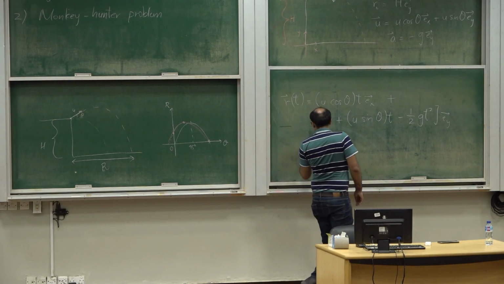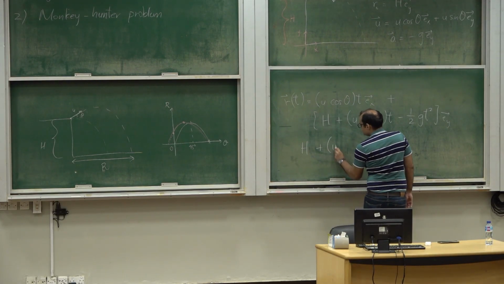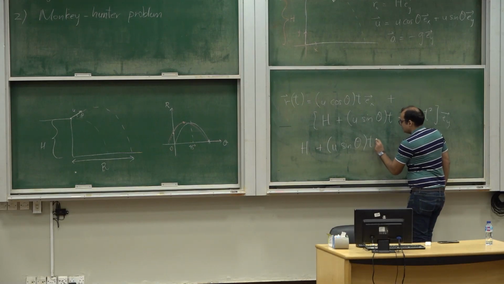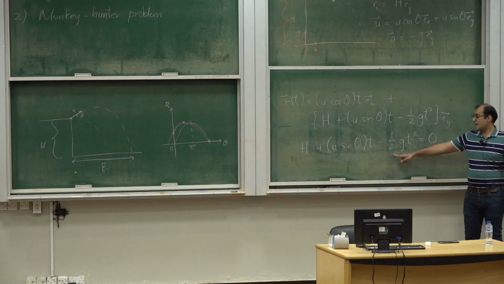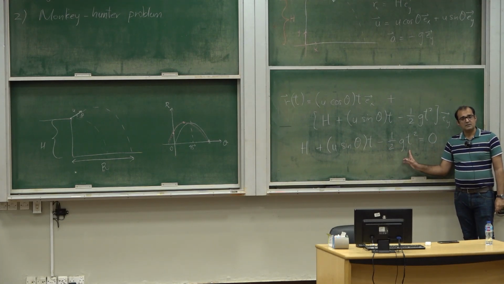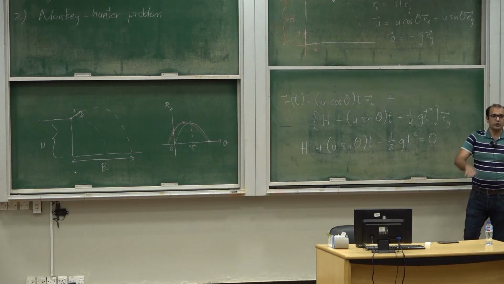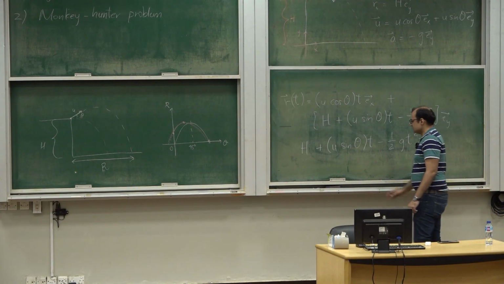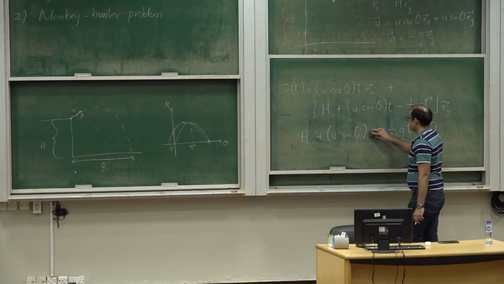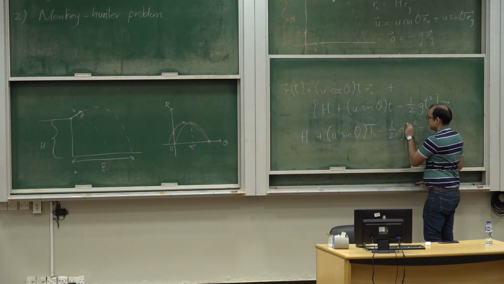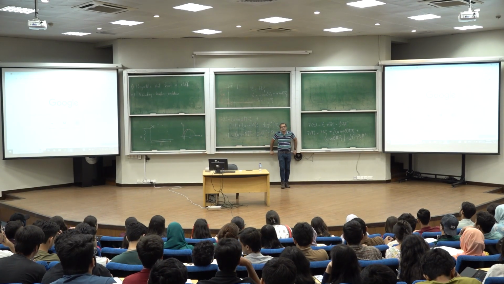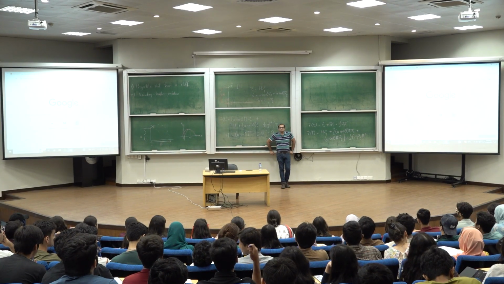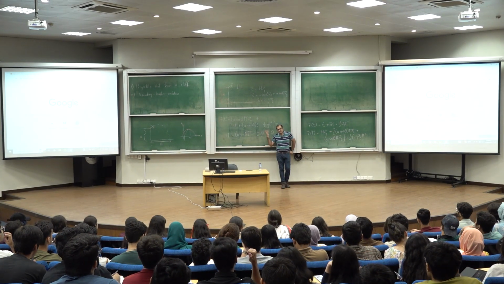So I'm talking about this equation, u sine theta times t minus half g t square equals 0. And this is not just any time now. This is the time of flight, the time for which the projectile was up in the air. So let's just call it capital T so that you don't confuse this time with any arbitrary time. So this equation allows you to find capital T. This is a simple quadratic equation for capital T.